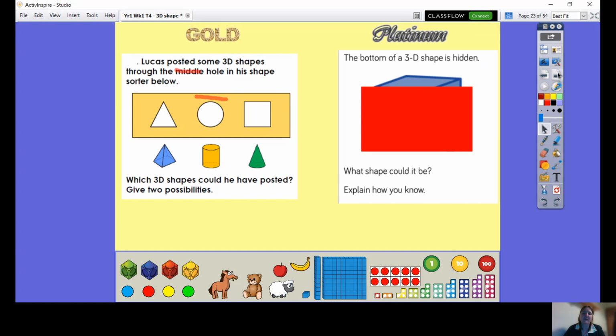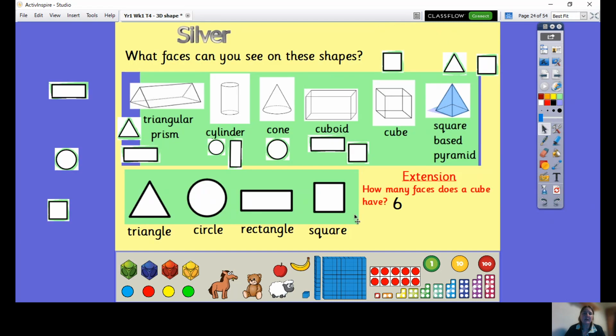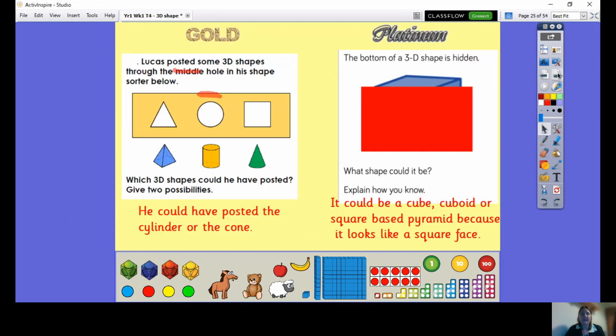Okay, so you might want to pause the video here. You can obviously go back to the silver, and then I'm going to move on to the answers. So that is the answers to the silver activity. And then that is the answer to the gold and the platinum. And I'm hoping you got on okay with that.